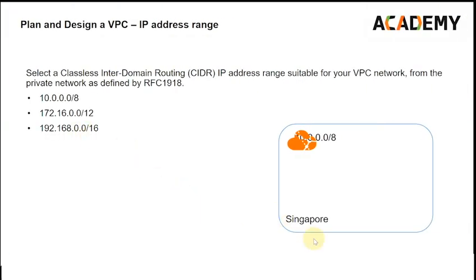So plan and design our VPC. Select the Classless Inter-Domain Routing IP address range suitable for your VPC from the private networks as defined in RFC 1918.